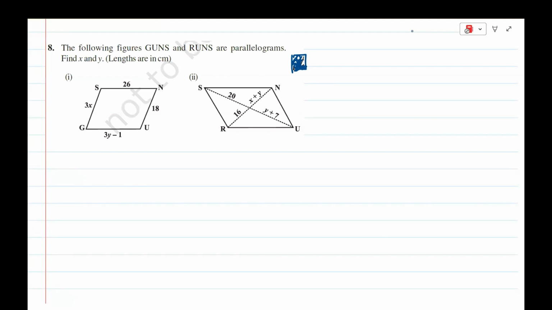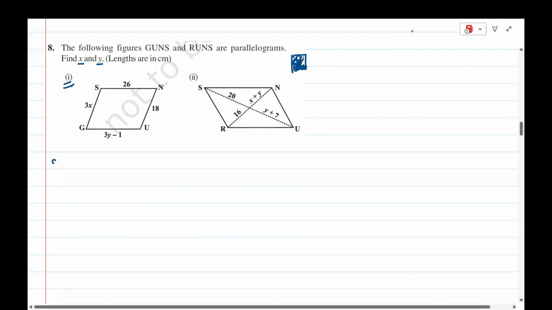Question number 8 says, in the following figure, GUNS and RUNS are parallelograms. So 1 and 2 both are parallelograms. We need to find X and Y. Lengths are in centimeters. So whatever data they have given in the figure is in centimeter. Solving question 1. Here, we are not finding the angle. We are looking at the side. 26 means from S to N is 26 centimeter.